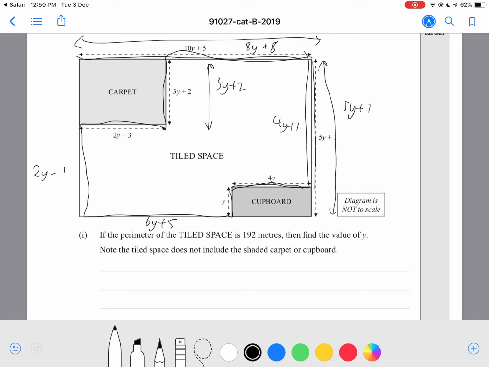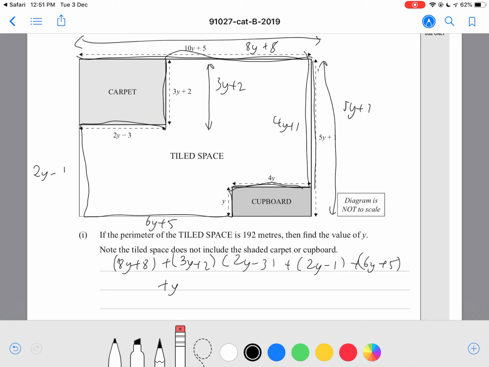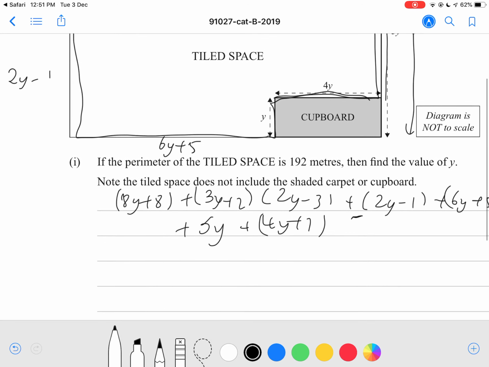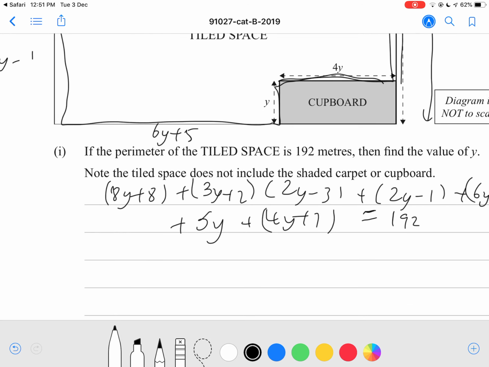Alright, so now we have our equation: 8y plus 8 plus 3y plus 2 plus 2y minus 3 plus 2y minus 1 plus 6y plus 5 plus y plus 5y plus 4y plus 1. Hopefully I didn't make any mistakes here, and that equals 192.